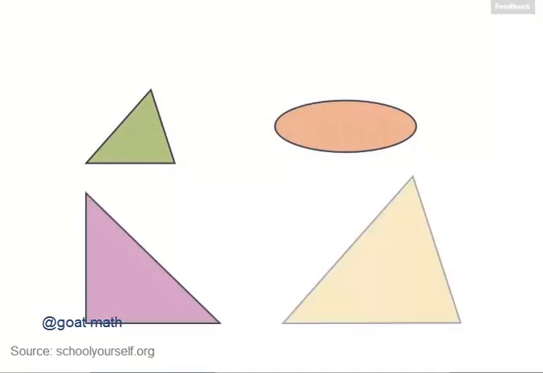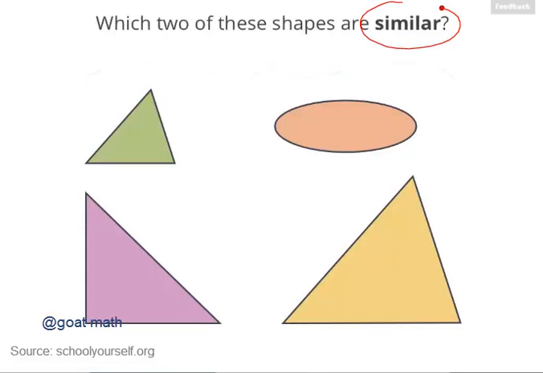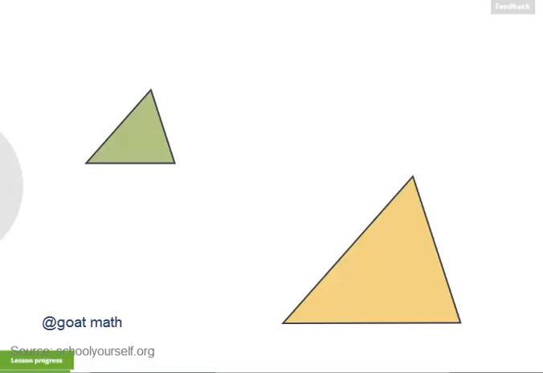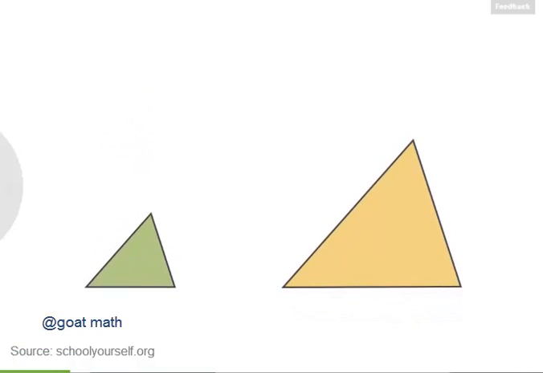Before we get started here, let's make sure you remember what similarity means. Of these 4 shapes here, which 2 are similar? If you're not sure, click down here to review. Right, these 2 triangles are similar. When 2 shapes are similar, you can use that fact to help you find missing side lengths of the shapes.